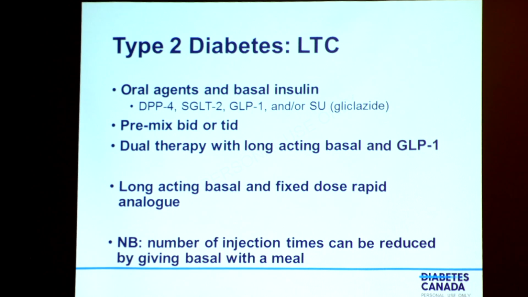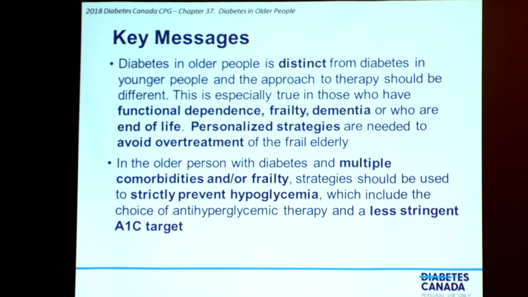Whenever we can reduce the number of injection times, certainly it's less of a load on the nursing staff, of course. So just to summarize, diabetes in older people is distinct from diabetes in younger people, and the approach should be different, especially when there's functional dependence, frailty, dementia, or patients with a terminal illness. We want to avoid overtreatment of the frail elderly and at the same time keep them as healthy and feeling as well as possible. So strictly avoiding hypoglycemia and trying to develop an acceptable and reproducible daily regime is our goal.